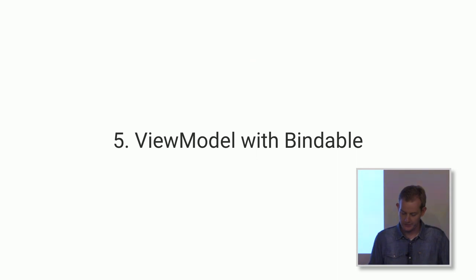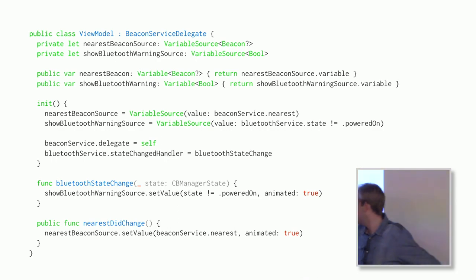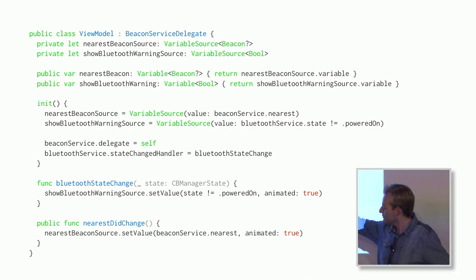So using this library for the example we had, now this starts to be a lot of code again. We now need to have a source. So we have a nearest beacon source and a Bluetooth warning source, which are private, so no one else can start changing the variable sources, and a public variable, which are the variables from the sources, which people can listen to. And the sources have to be created with the initial versions. And then here's the memory leak again. And then whenever something changes, we call set value animated so that the user can animate the updates.